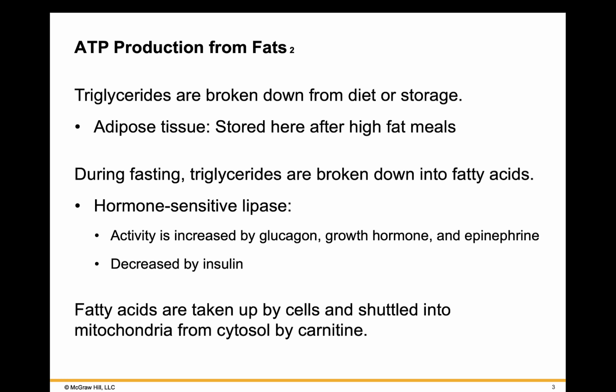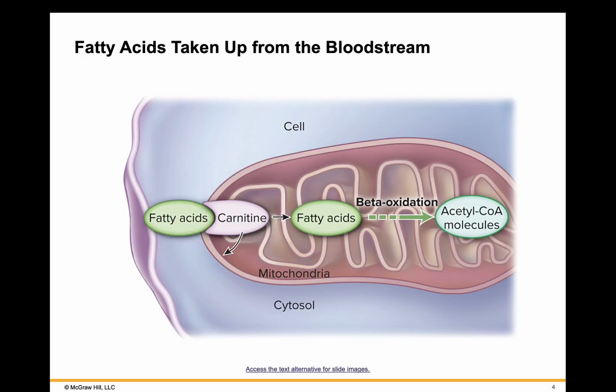During fasting, triglycerides are broken down into fatty acids. There is something known as hormone sensitive lipase. Its activity is increased by glucagon, growth hormone, and epinephrine, but decreased by insulin. Fatty acids will be taken up by cells and shuttled into the mitochondria from the cytosol by carnitine. So here we refer to the carnitine shuttle. Carnitine moves fatty acids into the mitochondria, where they will undergo beta oxidation, and the product of beta oxidation will be acetyl-CoA.